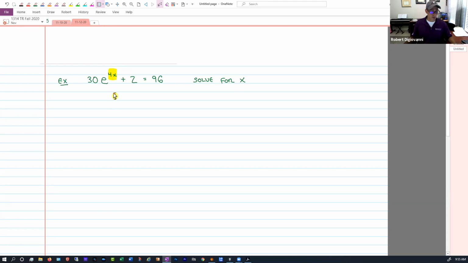All right. So what we're going to try and do right now is get this whole thing with the e by itself. Let's try and isolate it alone on one side of the equation. So I'll start by subtracting 2 on both sides. And when I do that, I get 30 e to the 4x, and then the 2 went away, so then I have equals 94. Anybody have a guess as to what I'm going to do next if I'm trying to get this e to the 4x by itself?